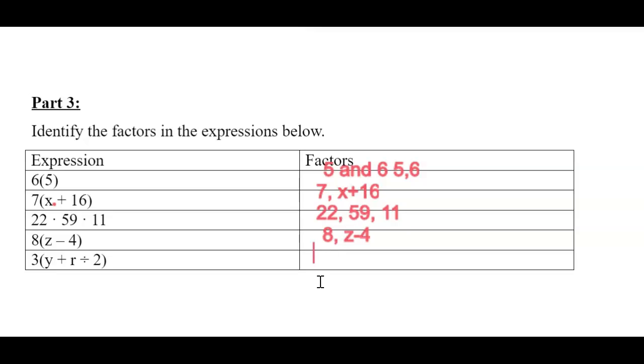All right. The last one, we should have 3 as a factor, comma, then we have y plus r divided by 2. These are your two factors here. This slash represents division. That should be everything for lesson 1-2.